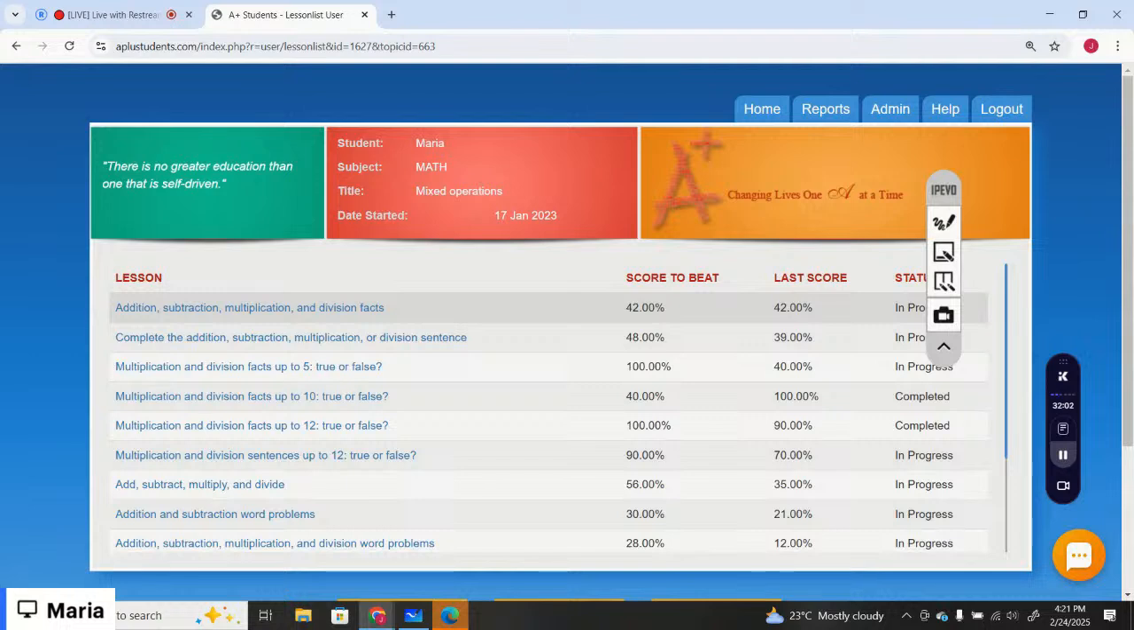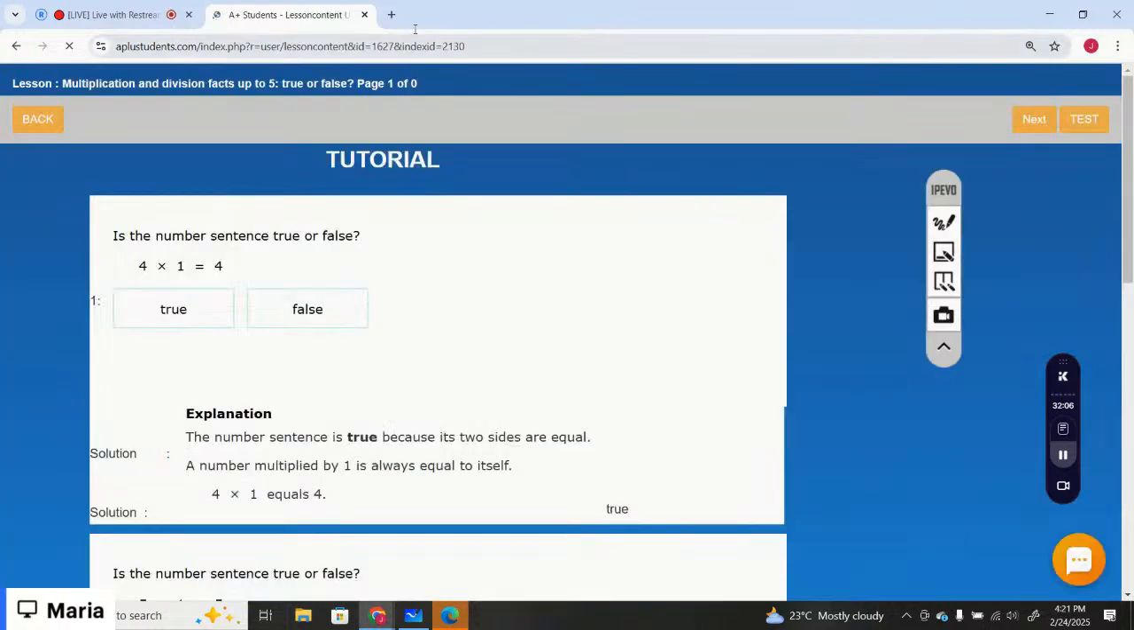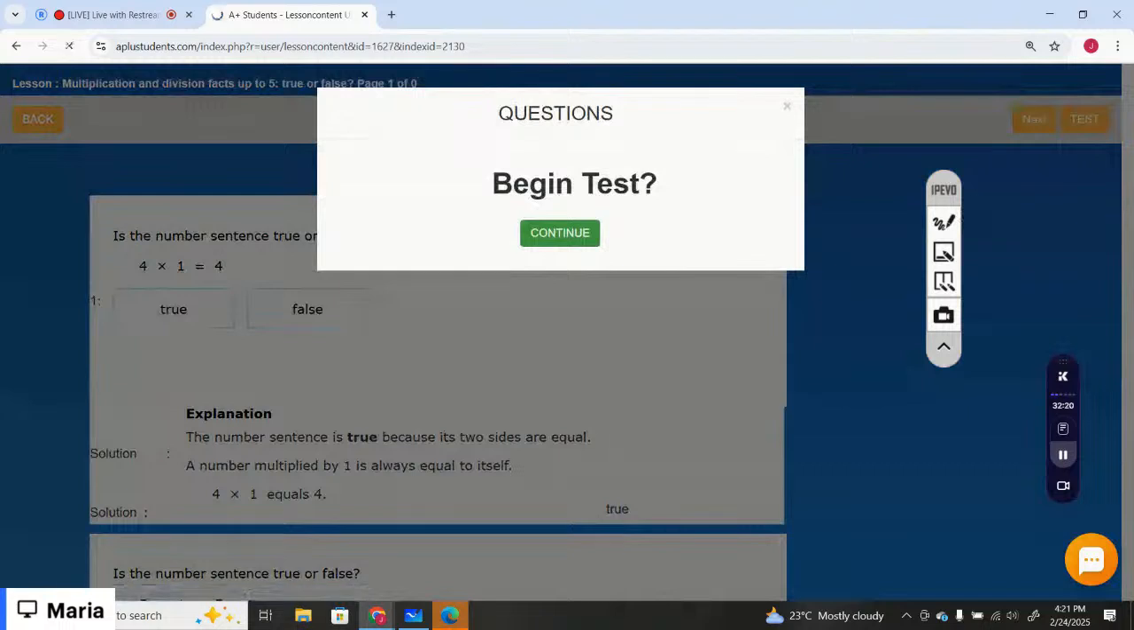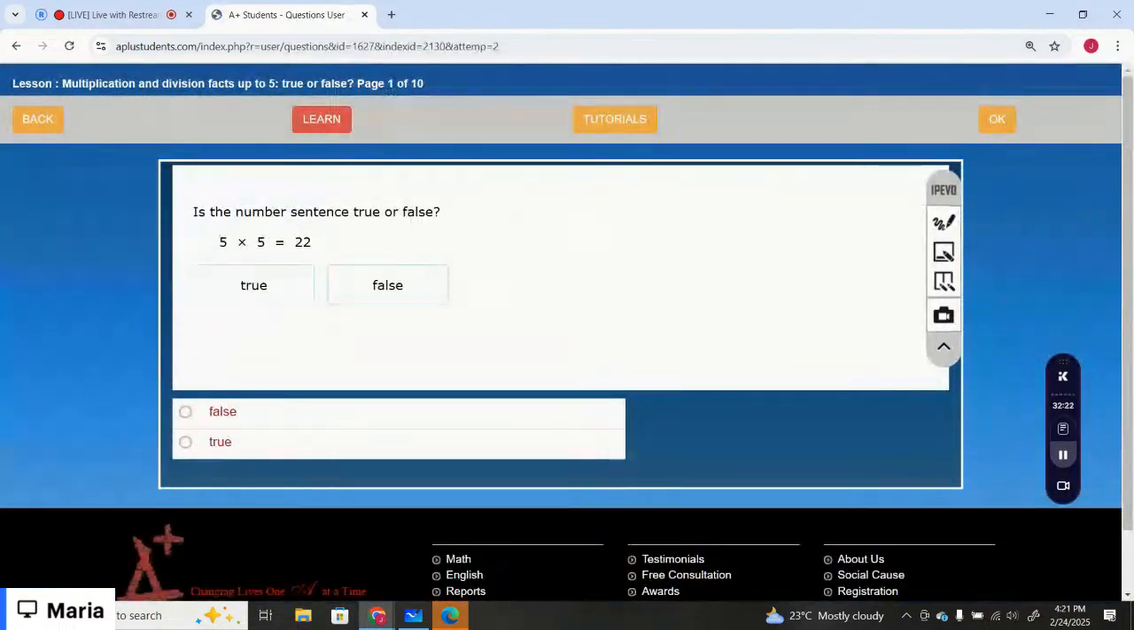The next lesson is multiplication and division facts up to 5, true or false. Let's just start with the test questions. Is the number sentence true or false?